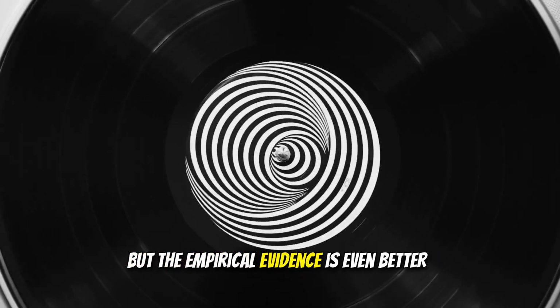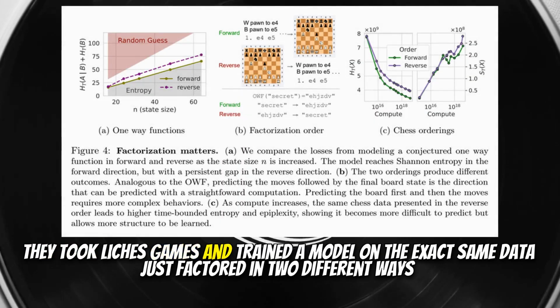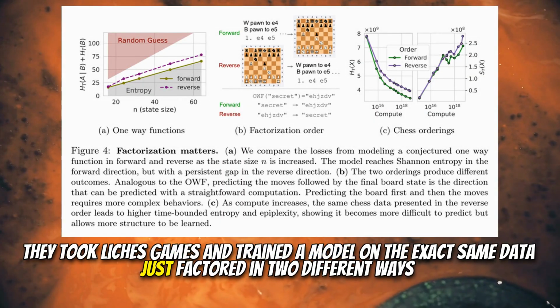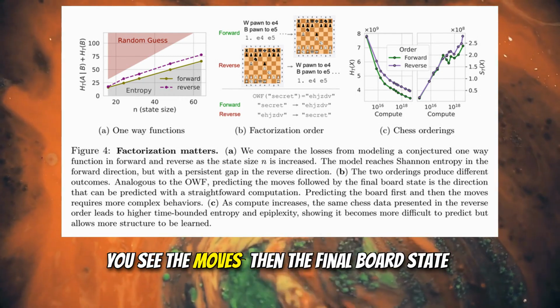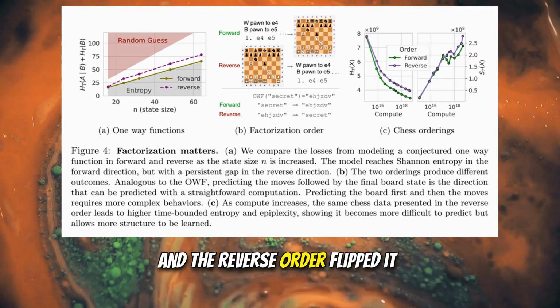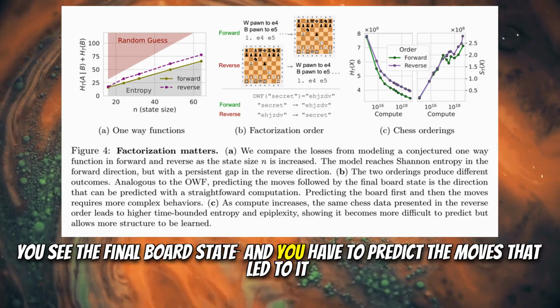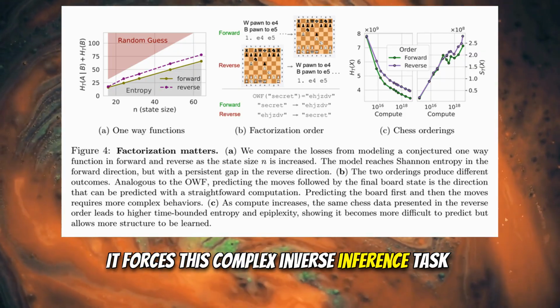But the empirical evidence is even better. The chess experiment. They took Lichess games and trained a model on the exact same data, just factored in 2 different ways. The forward order was normal. You see the moves, then the final board state. Simple, direct computation. And the reverse order flipped it. You see the final board state, and you have to predict the moves that led to it. It forces this complex inverse inference task.